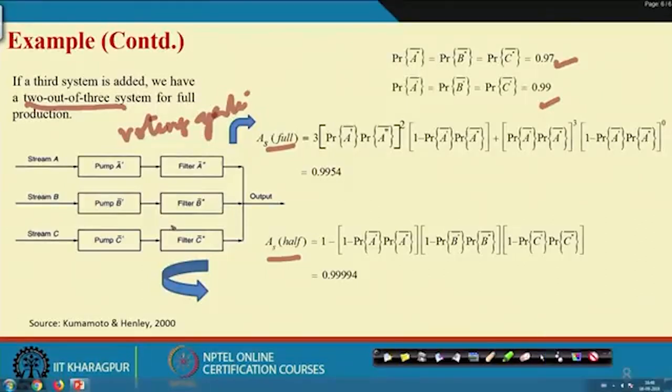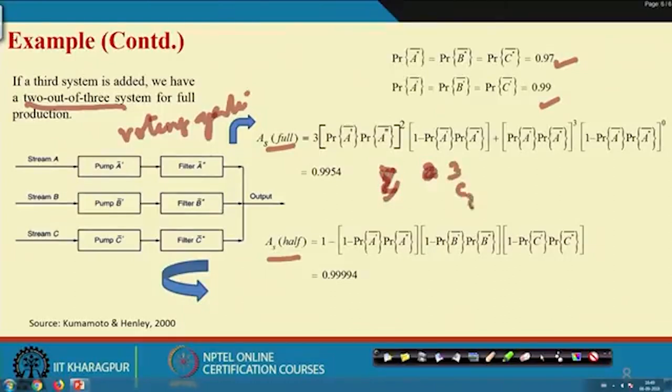So now we use the binomial theorem that you have seen in the last class. Here the stream A availability, stream B availability and stream C availability are the same, so their unavailability is also the same. Because of this assumption, we have three different streams, each having equal probability of availability or unavailability. So you can use the binomial theorem, that is what we discussed in the last class. Now, using this, what are the combinations for A full? So, 2 out of 3.